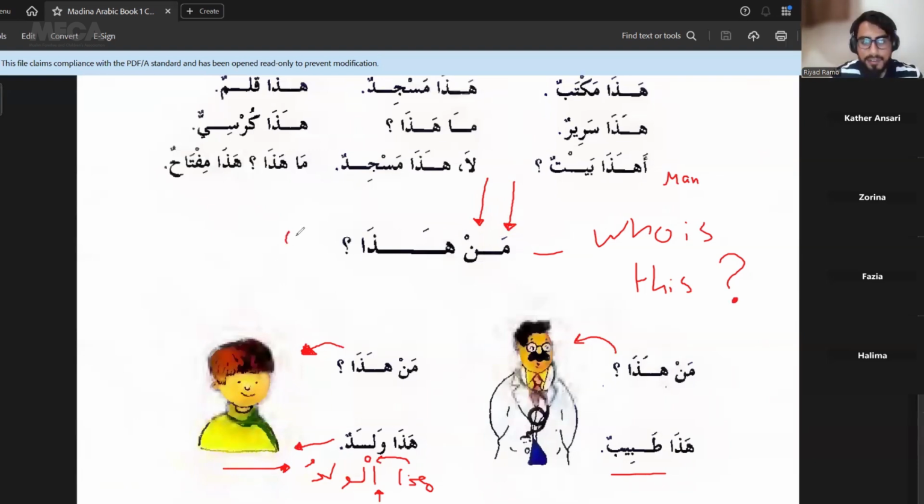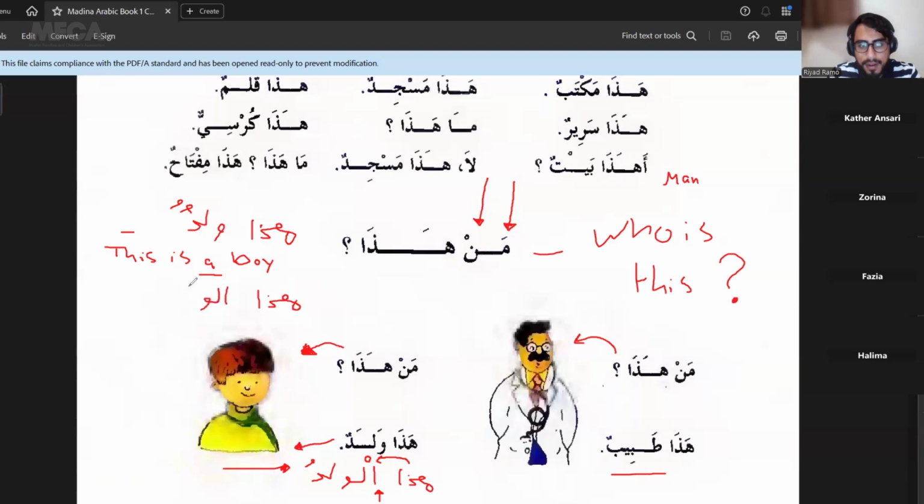Okay. So I'll write it just to make it a little clear. هذا ولد. This is a boy. This is a boy. This is a waladu. هذا ولد. This is a boy. Now this one, this is a boy.